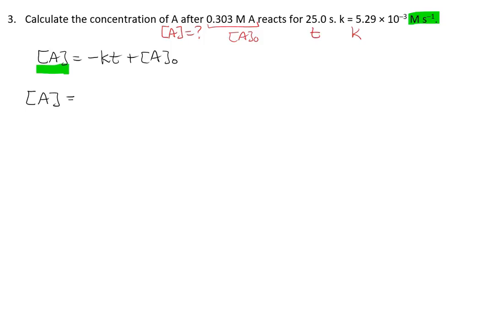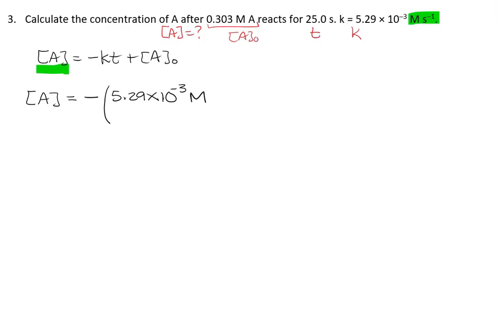So we have A minus KT. I'm going to write K out as a full expansion, numerator to denominator. Don't forget the negative sign. I find that that's something that I tend to do here and there, so just be aware of that. So it's 5.29 times 10 to the negative 3.